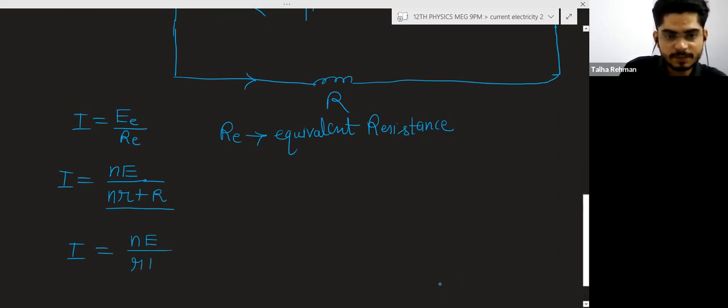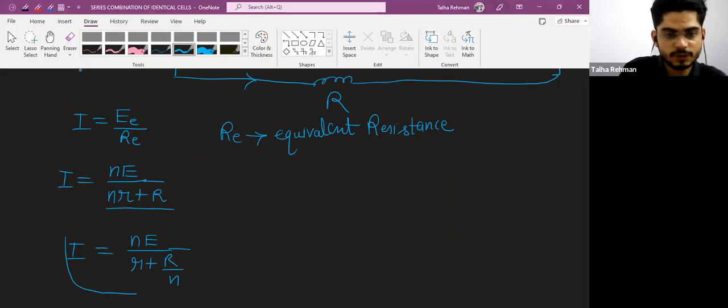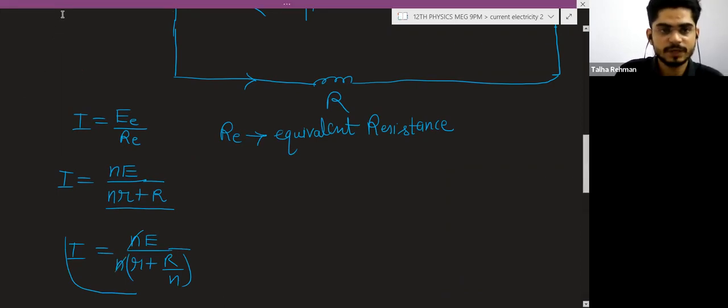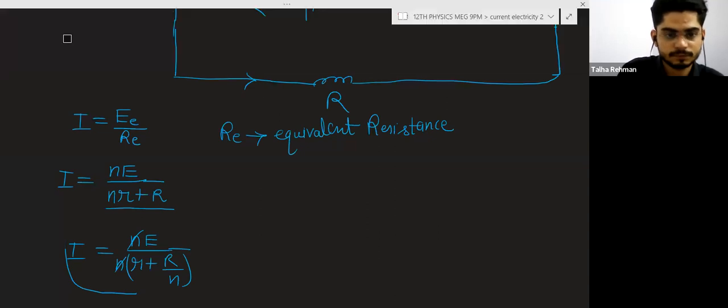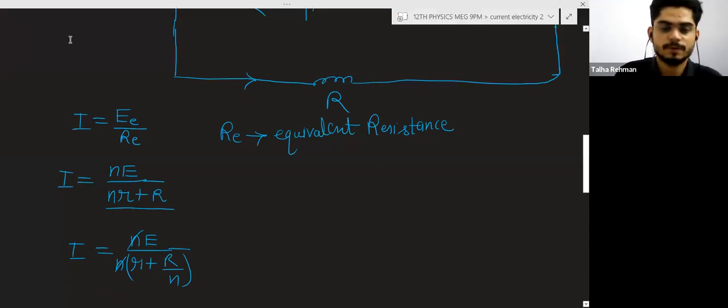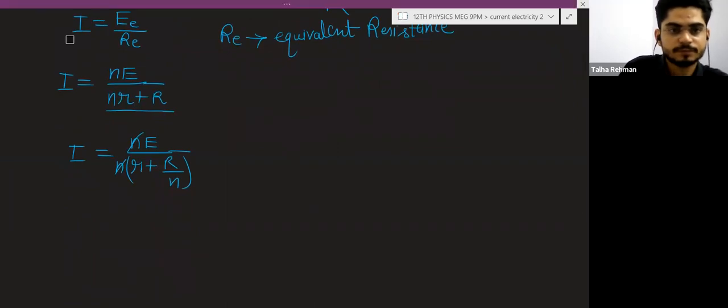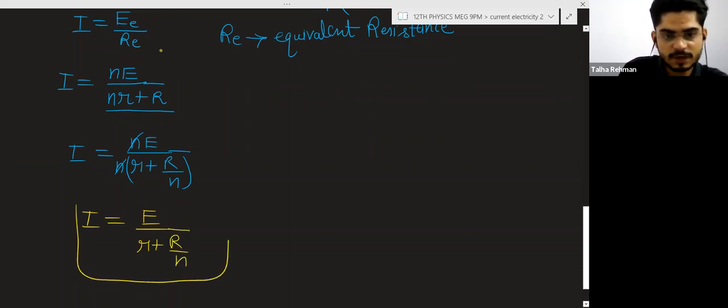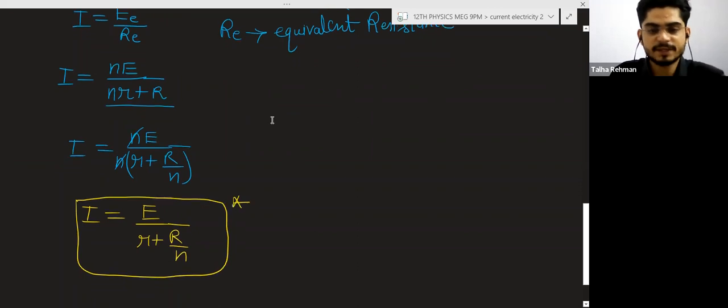So from here, if you take n common, then this will become r plus R divided by n. This is your current. And this n also will be removed from here. Here is n, this n and n will get cancelled out. Then you will get I as E divided by r plus R by n. So this is the current in the series combination when n identical cells are connected in series.